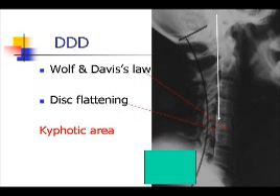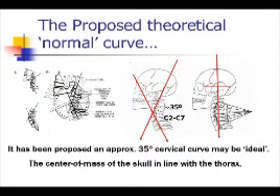Wolff's and Davis's law: we see soft tissue, we see bone remodeling, we see anterior spurs, we see a very thin disc, and we see from our gravity line that the center of the skull mass is approximating the middle of the vertebra instead of on the pillars.